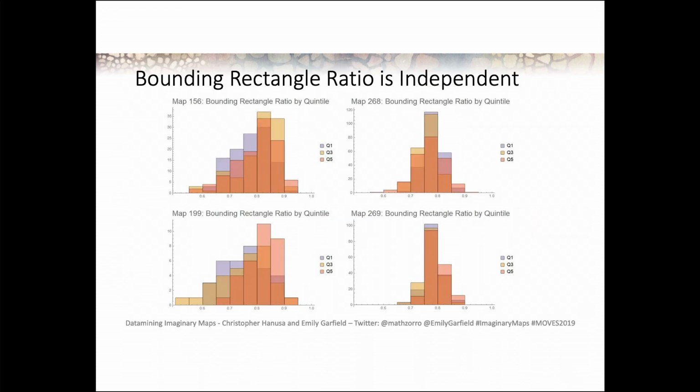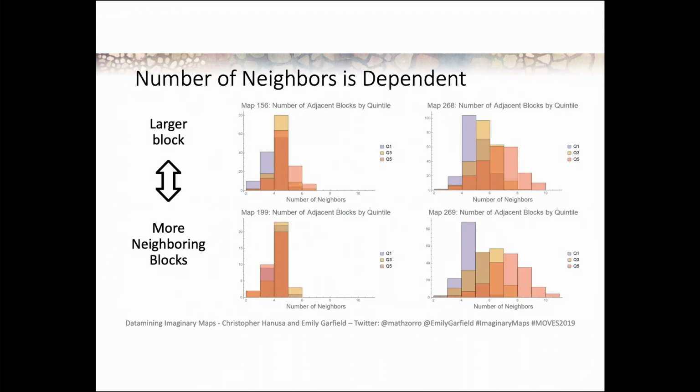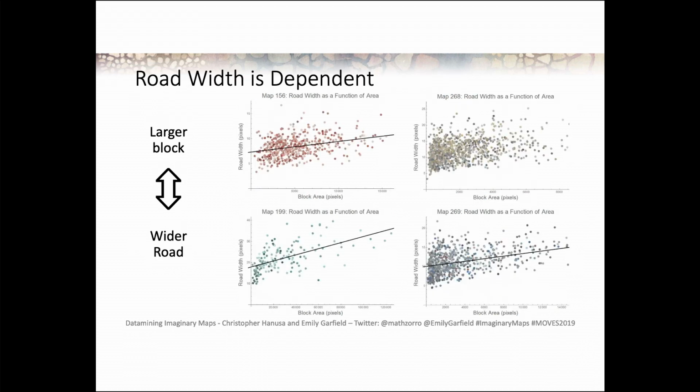One thing that's dependent is that the larger the block is, the more neighboring blocks there are. That's to be expected. If you have a large block, there's more things around it. And the larger the block, the wider the road is. So given a larger block, you have a larger road surrounding it, although it didn't actually behave exactly the way I thought it would.